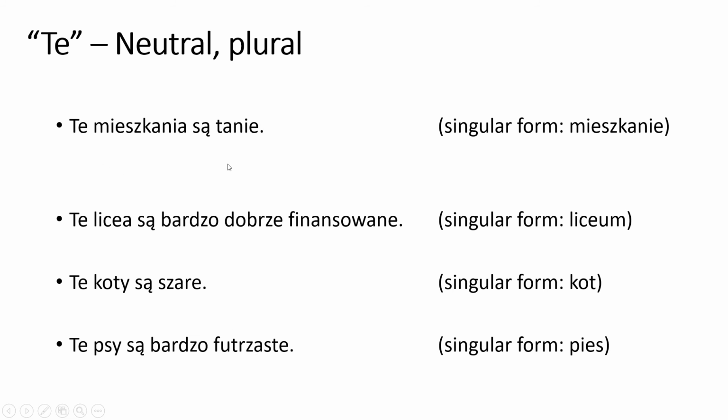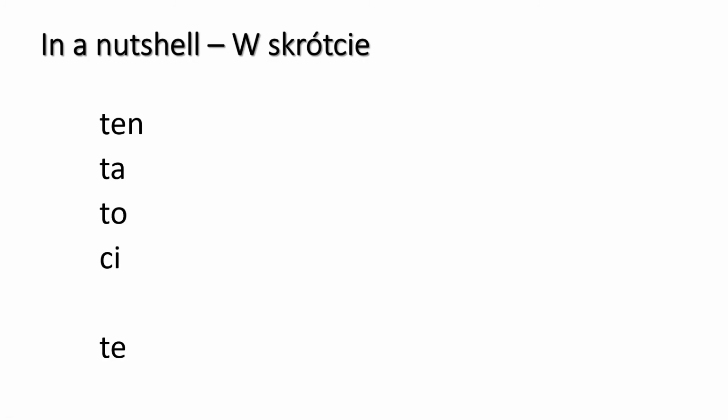I'll read them again. Te mieszkania są tanie. Te licea są bardzo dobrze finansowane. Te koty są szare. Te psy są bardzo futrzaste. Okay? So let's look at everything from a bigger point of view, or smaller, yes?